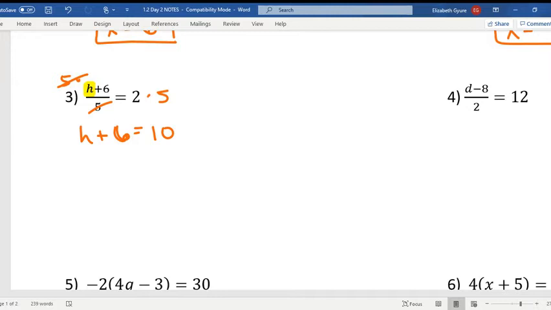Okay. Now what can we do, Asia? Sure, you can subtract 6 on both sides, or you can use your 2-column method, whatever you prefer. So we could subtract 6 on the left, subtract 6 on the right, and h would equal 4. Good.